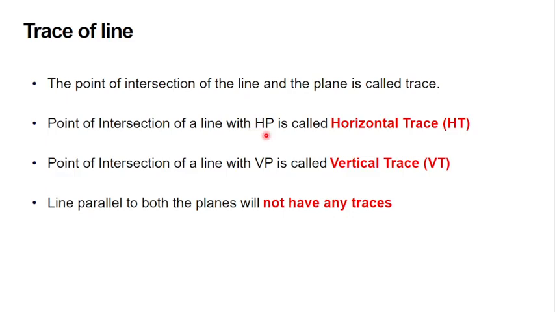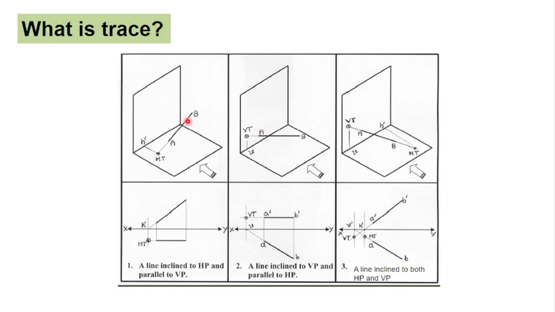If it is not the line, then it should be the extension of the line. So it means that if there is a line, we try to extend the line, it is going to meet either the horizontal plane or the vertical plane, even the extension. So the point where it seems to intersect by extension or by line itself is called as traces. So when the extension is meeting the horizontal plane, this is HT, and when the intersection is meeting at the vertical plane, it is called as VT.